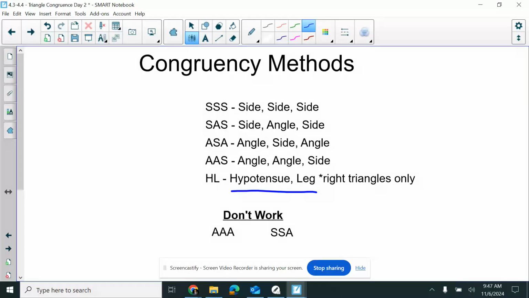The two that don't work are angle, angle, angle, and side, side, angle. If you end up with pieces of the triangle where you just have that information, it's not going to work. It's not going to be congruent. So let's look at some examples. If you're following along, you may want to take a picture of this so you can reference it as we go through these examples, so you know which ones work versus don't work.